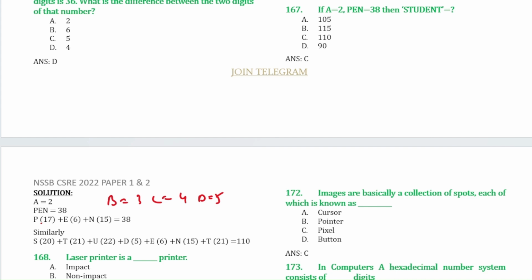So the sum, P will be equal to 17, E will be equal to 6, and then N will be equal to 15. So if you add all the sums, then you're getting 38, right? So this will satisfy the condition to find out the value of student. Similarly, for student, if you put the values, you will get the answer 110.